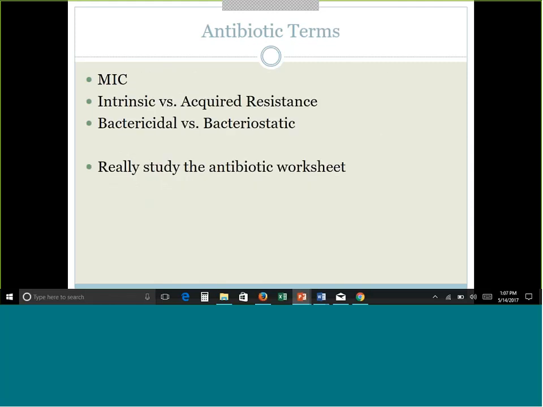Some terms that are also out of week 4 are the term MIC, minimum inhibitory concentration, and then intrinsic versus acquired resistance. That might be more off of your week 4 lab questions, so definitely go look at that. And then bactericidal versus bacteriostatic. So make sure that you are familiar with these terms. Look in the PowerPoint that we used that week, look in your book, look at the lab review questions that you did. Or not lab review questions, I'm so sorry, I don't know why I keep saying that. Just your book and your PowerPoint and your study guide. That should get you through.